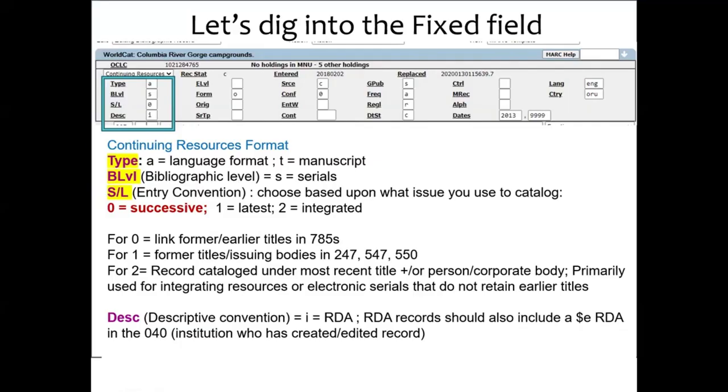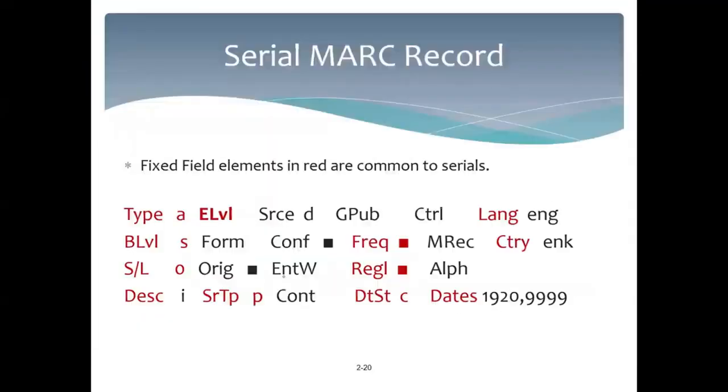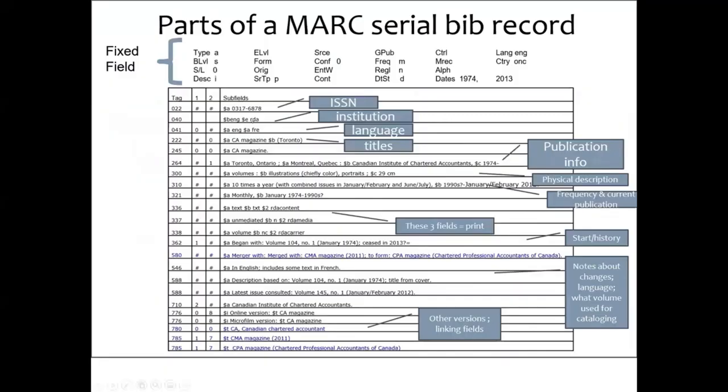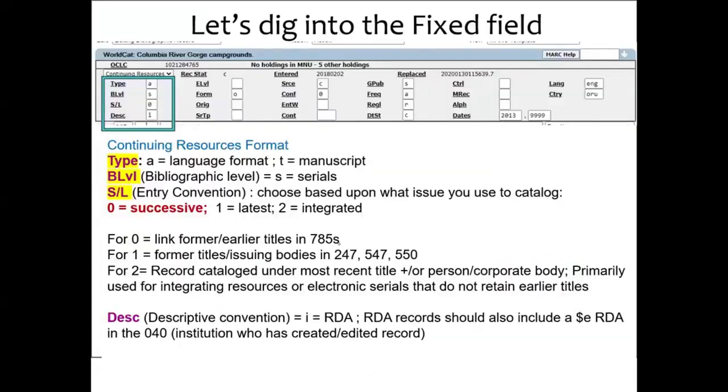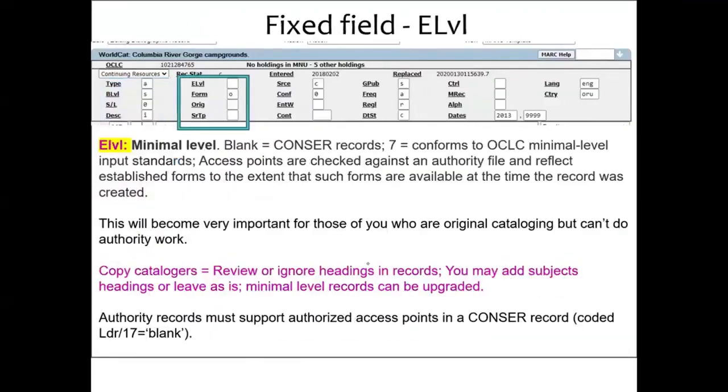And then you're also going to be looking for your description convention or descriptive convention. I is for RDA. And RDA records, you remember when I said that in the subfield E, they would have the RDA? There is that subfield E for the RDA in the 040. So in theory, if it's an RDA record, it would have the I, and then it would have the subfield E for RDA. All right, so moving on.